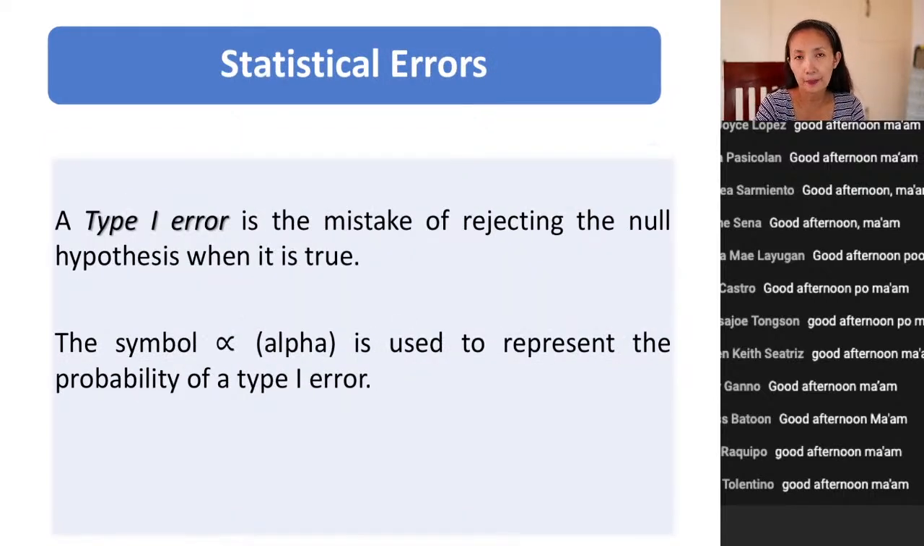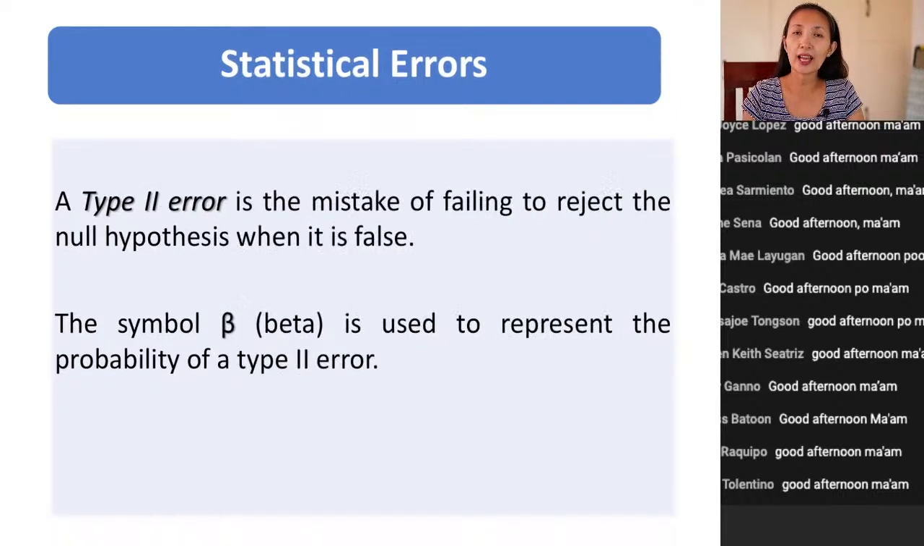Next. Statistical errors. These are concepts related to hypothesis testing. Type 1 error. When is this committed? Type 1 is the mistake of rejecting the null hypothesis when in fact it is true. Totoo namang walang difference pero ni-reject mo. Okay, so you are committing type 1 error. And the symbol for the probability of committing type 1 error is your alpha. Alpha is used to represent probability of a type 1 error.